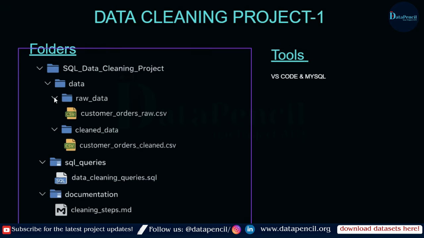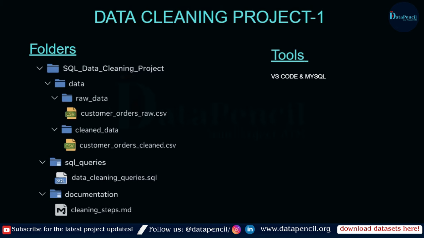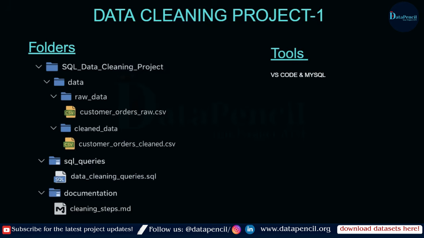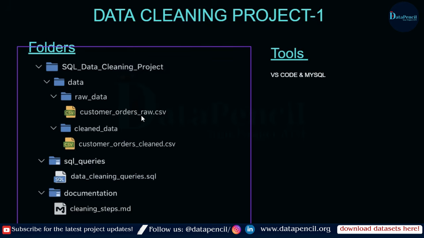Now we will create two more folders inside this data folder. The first one will be raw data and then clean data. Just select this folder and create another folder inside it. The first one is raw data, and the second one is clean data. Fine. Now we have to put the raw CSV file inside this raw data folder. The clean data one we will create after cleaning the dataset.